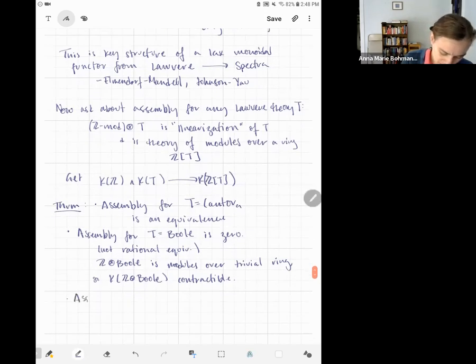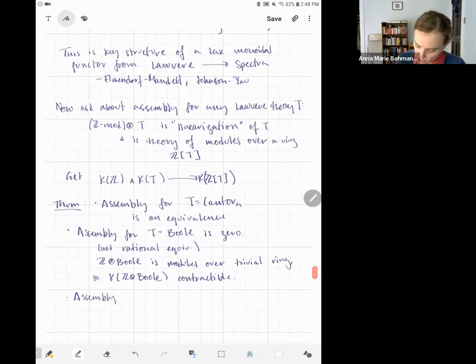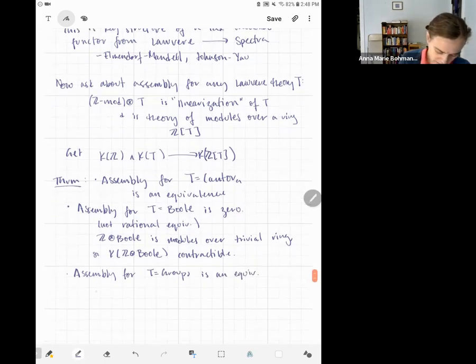Another case we can analyze, which in fact basically follows from the calculations of Galatius: if we look at T equals the theory of groups, so again, this is the one where the objects in this category are free groups, this is an equivalence. Here, the thing you have to compute to think about the right-hand side is the tensor of the Lawvere theory for Z and the Lawvere theory for groups, right?